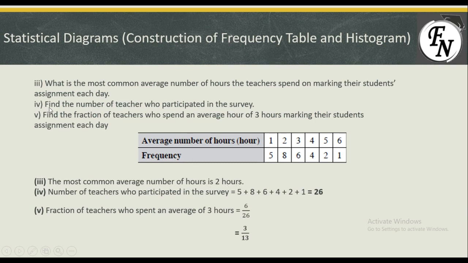After that, the fourth part was to find the number of teachers who participated in the survey. So these are all the teachers who participated in the survey, so I need to add up all the frequencies to get my answer. So 5, 8, 6, 4, 2, 1 all added to get 26.